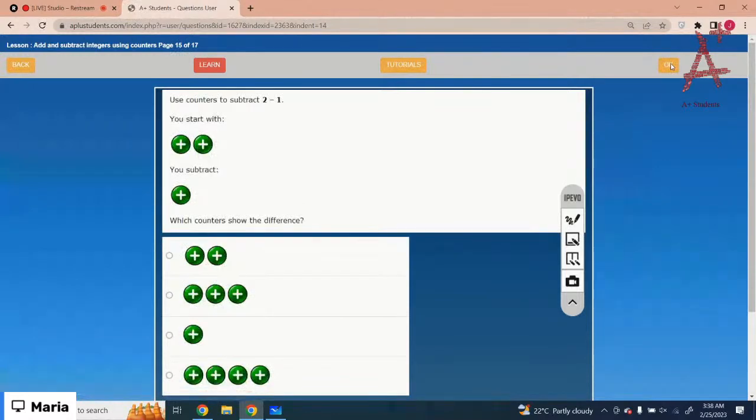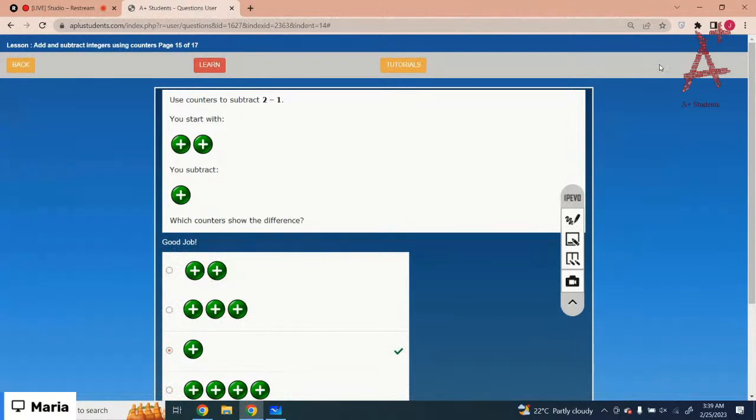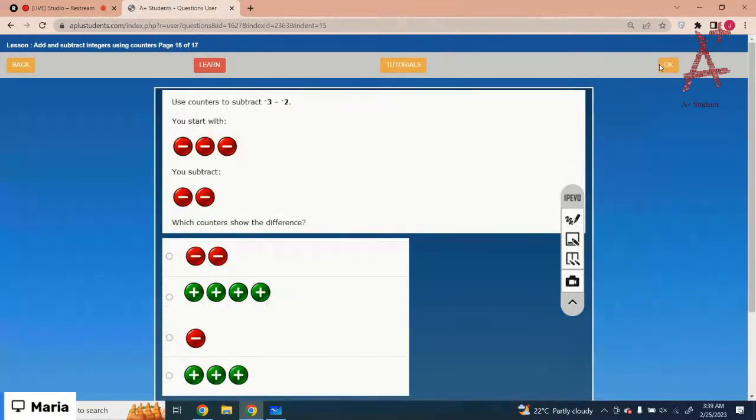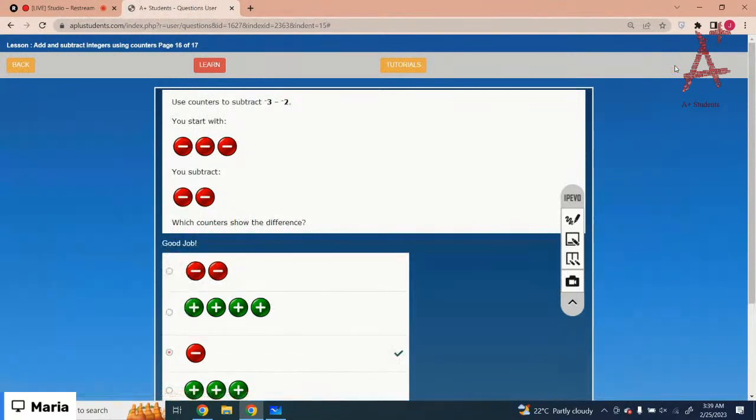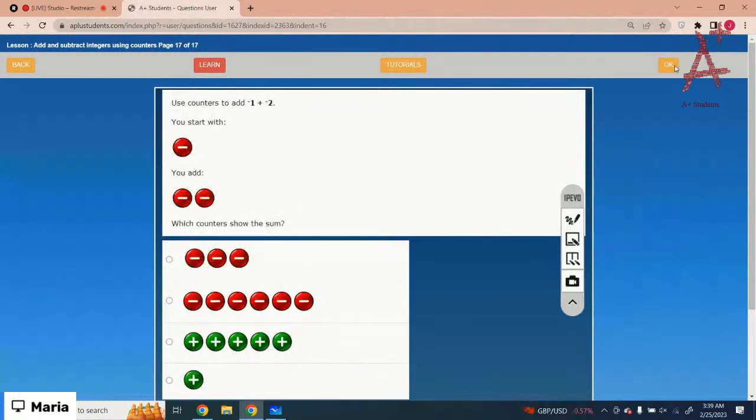Okay, so 2 minus 1, here you have a mistake. 1 is negative. You have a negative counter here. Got it? And you are left with just 1 positive counter. Okay, the next one is -3 minus -2. So it is -1. Got it? The correct option is -1. Okay, -1 plus -2 is, yes, together they make 3 negative counters.